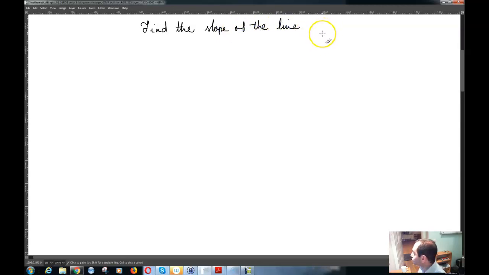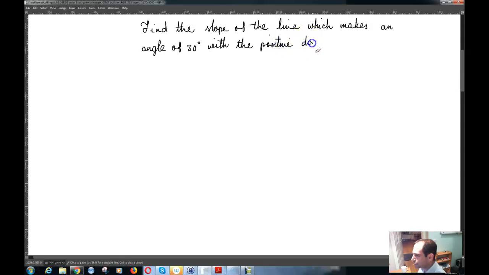Okay, so the next question that we have is: find the slope of the line which makes an angle of 30 degrees with the positive direction of the y-axis, measured anti-clockwise.